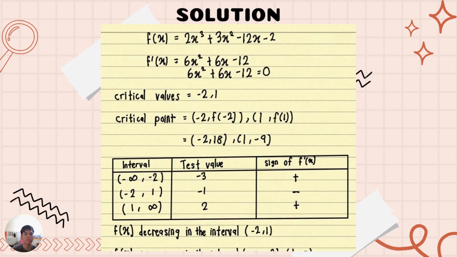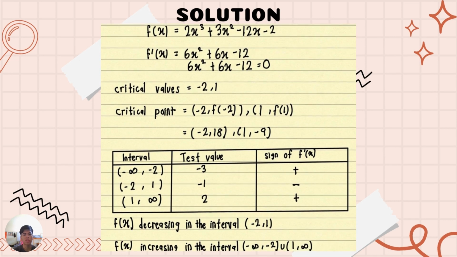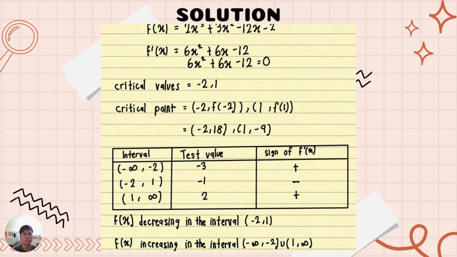Okay, we go to the second question. For this question, we must differentiate the function first. After differentiating, we have 6x squared plus 6x minus 12 equal to 0. The critical values we get from this function are negative 2 and 1. How can we get the critical points? We just need to substitute the critical values into the function. So here we have 2 critical points: (negative 2, 18) and (1, negative 9).